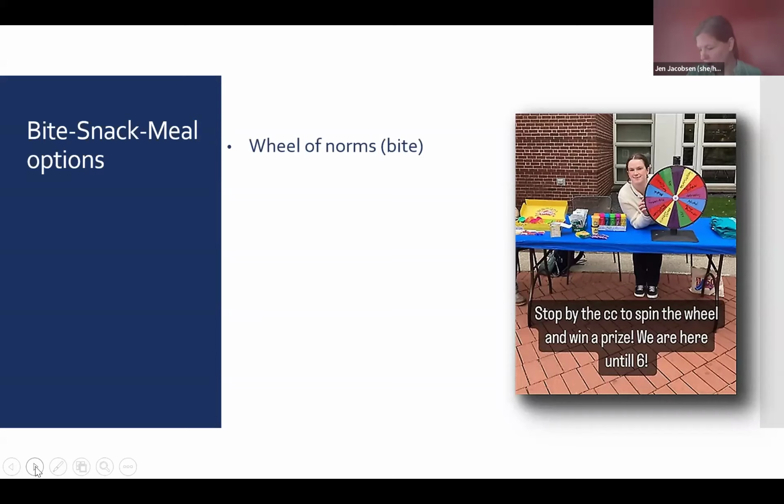So one of the things we do on campus is the Wheel of Norms, which is bite-sized, right? You spin the wheel. Somehow college students are just so attracted to the colorful wheel that makes a clicking sound when it spins. You get a prize whether you get the question right or wrong, because learning's the real reward. This is where we share out a lot of our norms data about substance use. I like doing this at one of our events at New Student Orientation, because it gives me a lot of feedback on what they know.